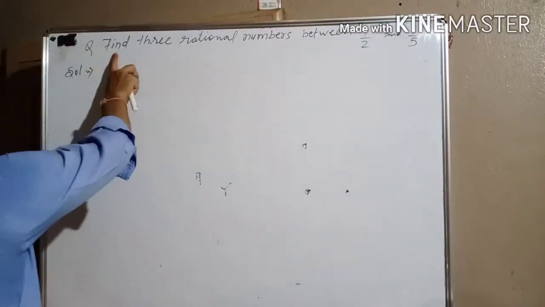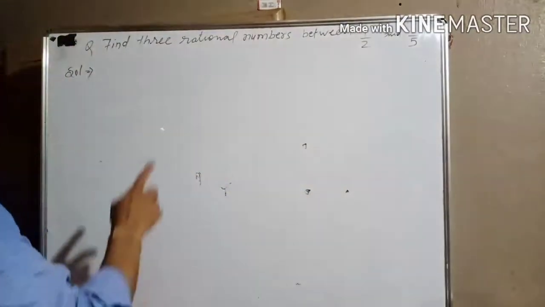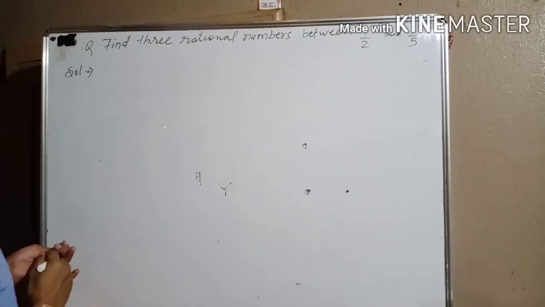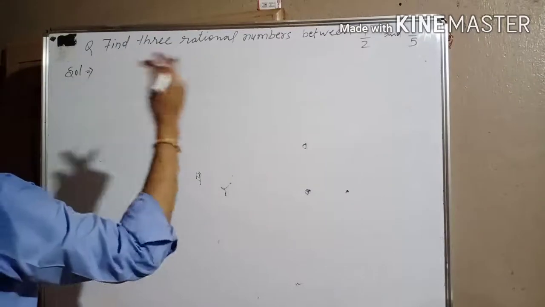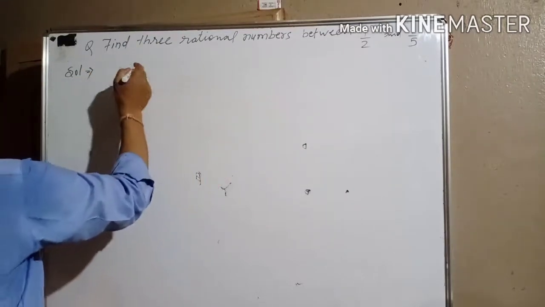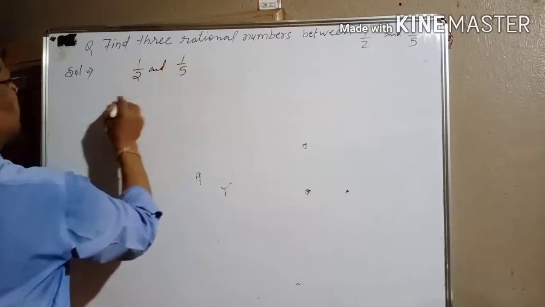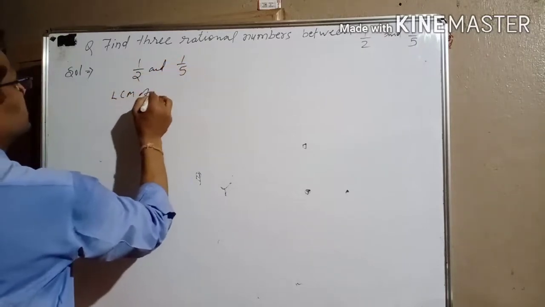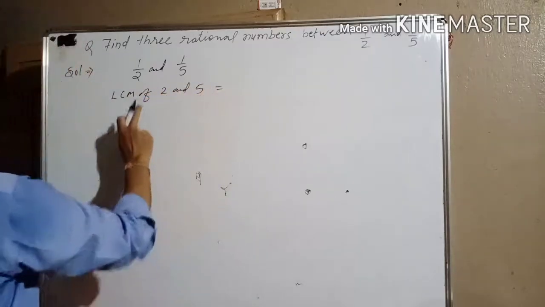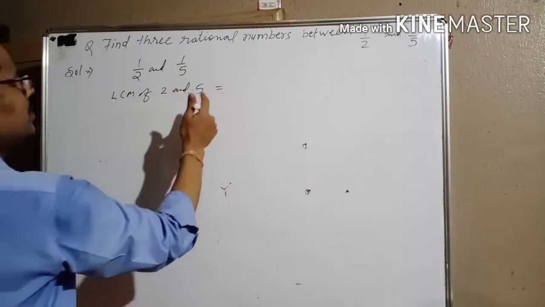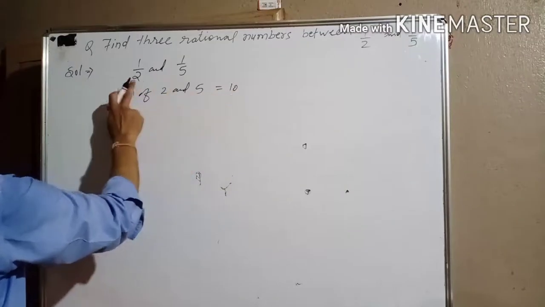Let's see this question. Find three rational numbers between 1/2 and 1/5. If we want to find three rational numbers between them, once again we have to make their denominators the same. How will you make their denominators the same? By taking the LCM of their denominators. LCM of 2 and 5: both are prime numbers, so their product will be the LCM, 10.